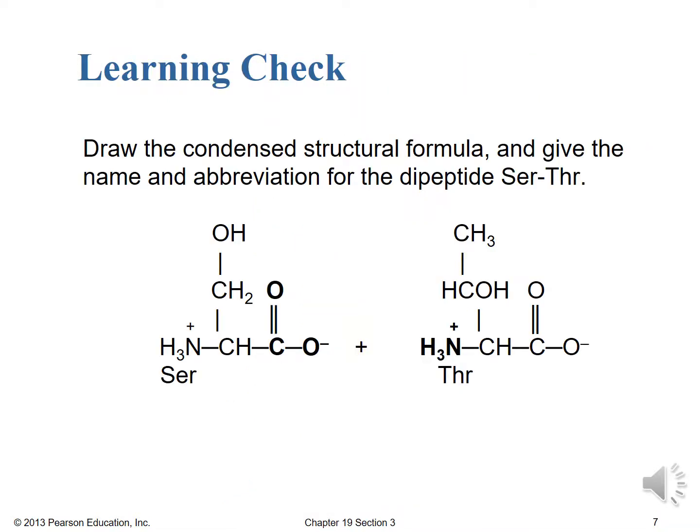Okay, so let's see how you do with that. In this learning check, we're going to test your ability to draw and name. So for this one, you're asked to draw the condensed structural formula, or of course the skeletal structure if you prefer, and give the name and abbreviation for the dipeptide. And I won't say it because you're going to name it, so SER-THR. So there you have it. Clearly there's serine and threonine residues, but I'll leave you to the naming and to drawing the structure of that dipeptide. Stop the video here while you do that. Good luck.